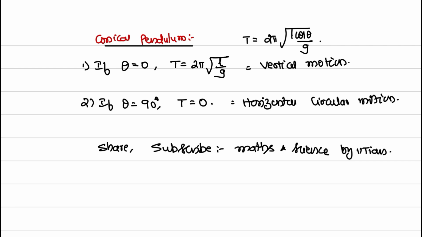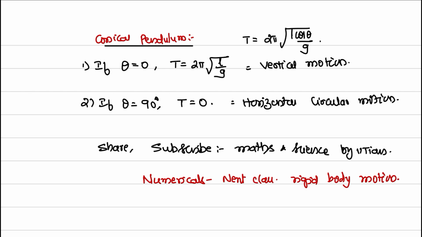In the next class we will do some typical, a little bit tougher examples, numericals, on rigid body motion. It's a big ocean. Somewhere we have to stop. Maybe after 2-3 classes I will stop rigid body motion and I will go back to the Newtonian motion.